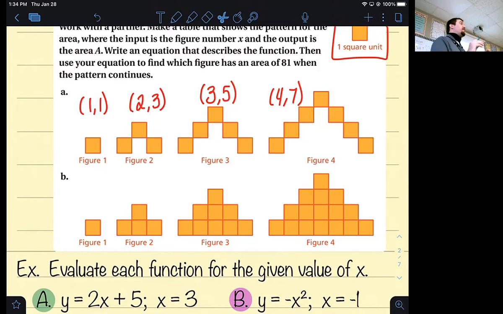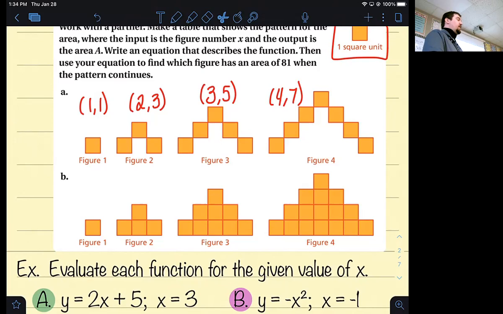All right, let me rephrase it because a lot of you gave me the wrong answer. When x increases by 1, is the y increasing by the same amount? What amount is it increasing by? 2. And is it always increasing by 2? Yeah. So it has a constant rate of change.